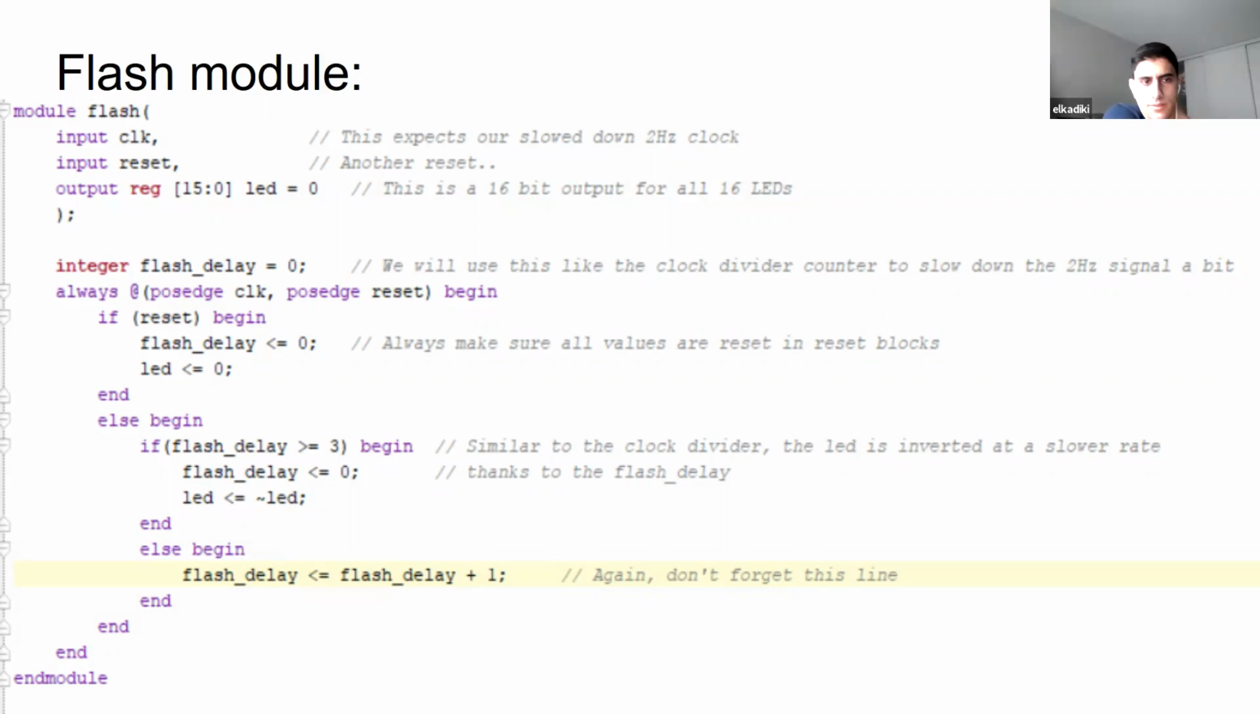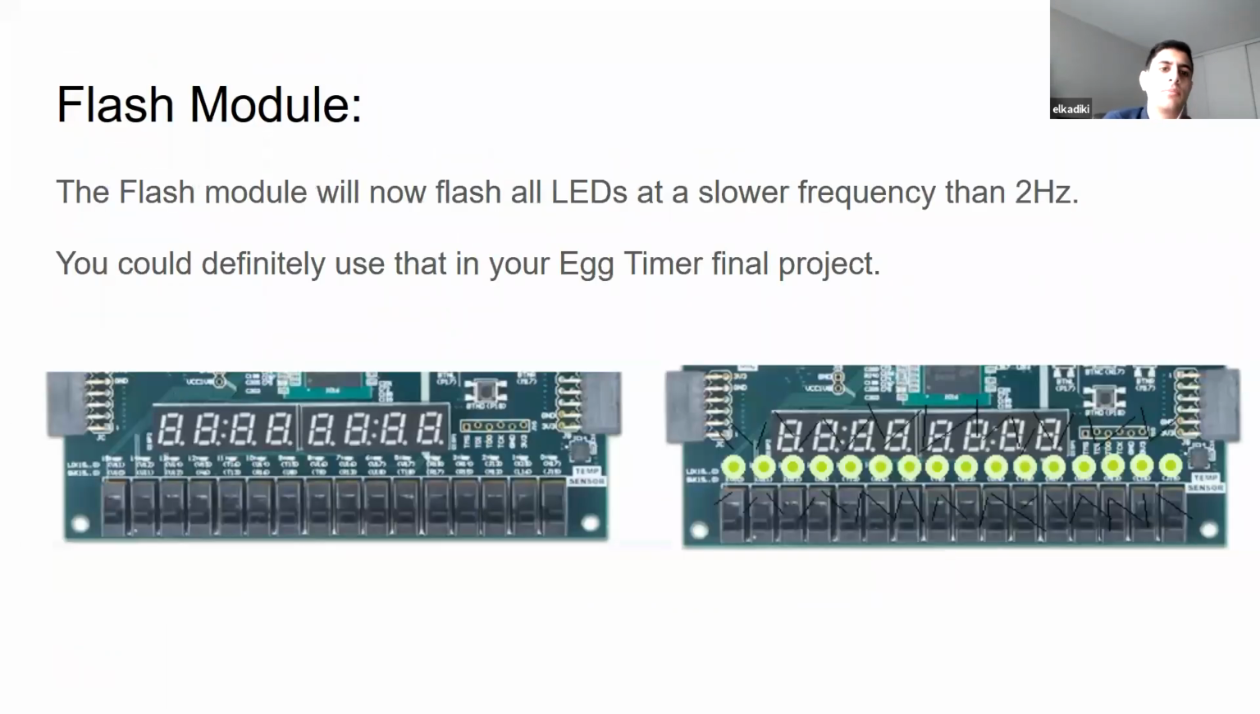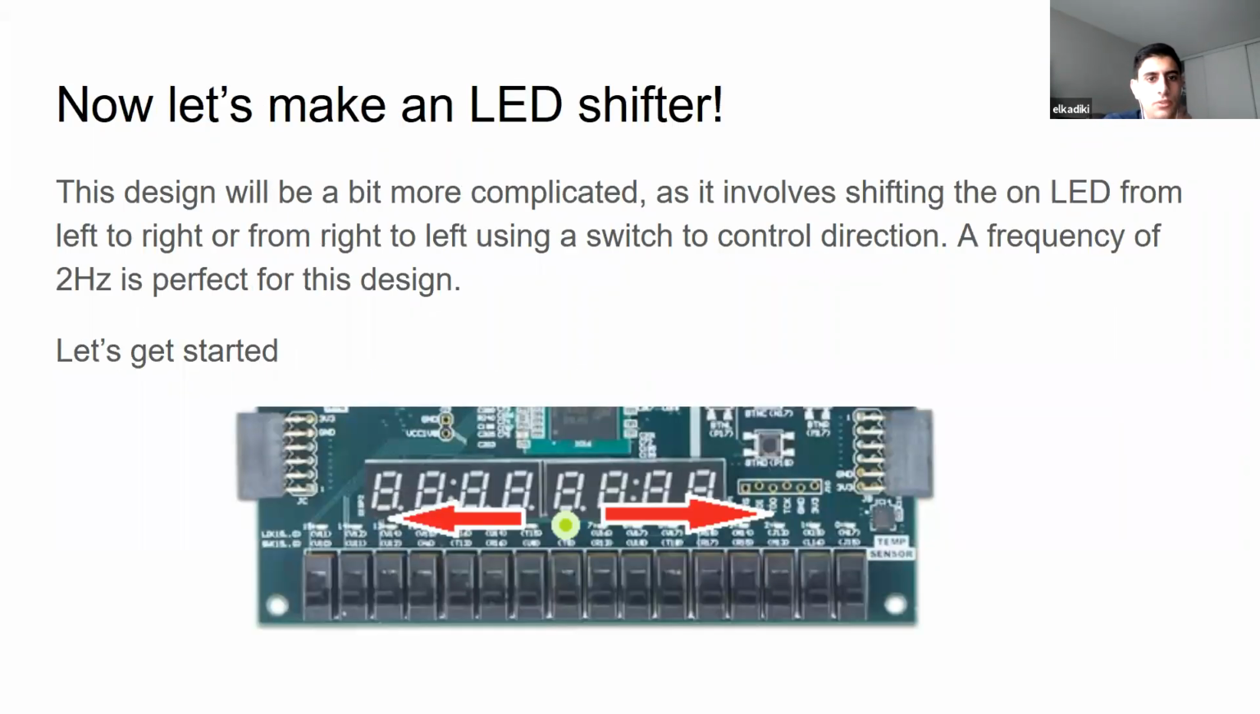All right, let's go. So I think the next module, this just sort of talks about the flash module. It'll flash at a slower frequency than 2 hertz, 0.66 hertz. Okay. So the LED shifter, this will be using an extra switch, and when you flip the switch, it'll change direction.